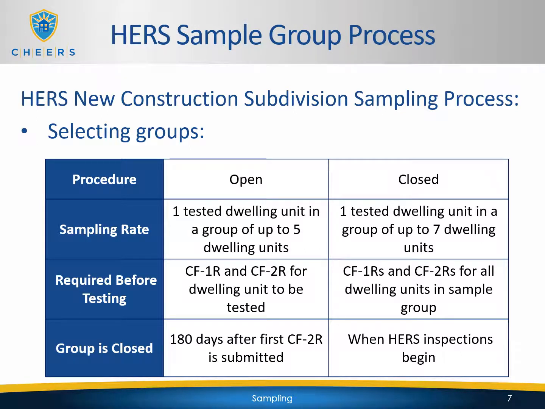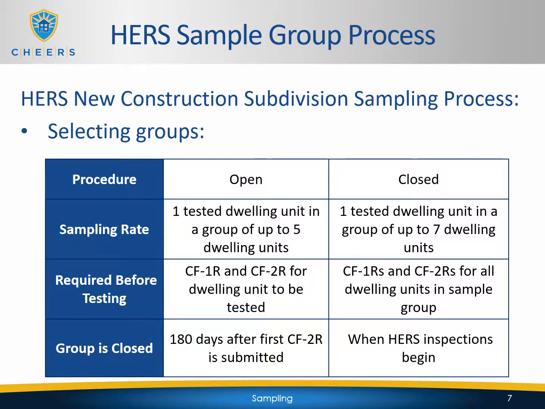The closed group requires all CF1Rs and CF2Rs to be complete for the dwelling units in that sample group, whereas on the open group, you only need the CF1Rs and CF2Rs for those dwelling units that are ready to be tested at that time. You can add additional dwelling units into that sample group up to 180 days after that first CF2R was signed, up to a maximum of 5 dwelling units. So it gives you a little bit of flexibility there.